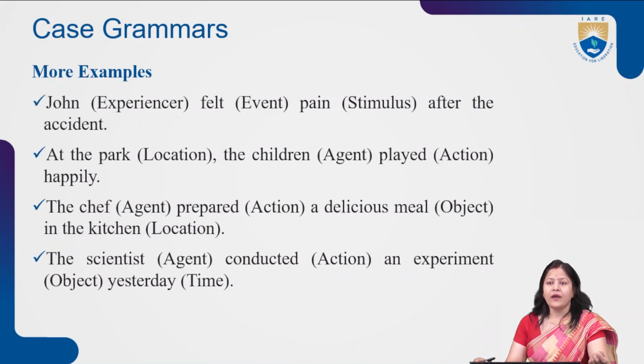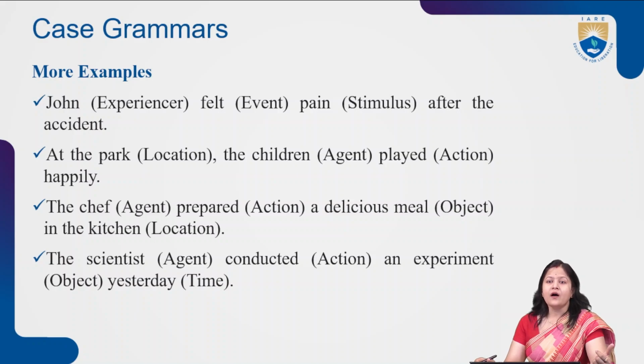John felt pain after the accident. So, who is the experiencer here? Who is experiencing? John is experiencing, because after the accident, John will feel pain. So, John is not considered as the agent because he is not performing any action. John is the experiencer here. Felt is the event, pain is the stimulus, and okay, it's done.